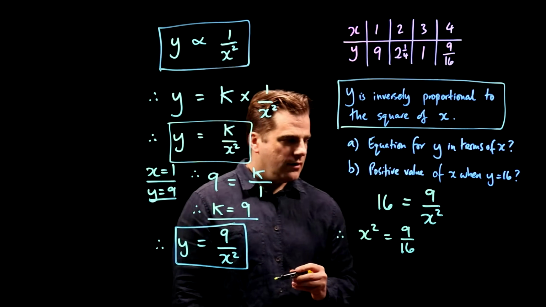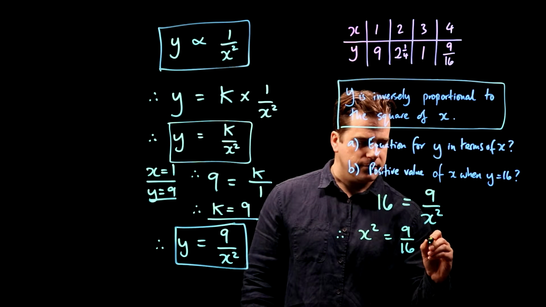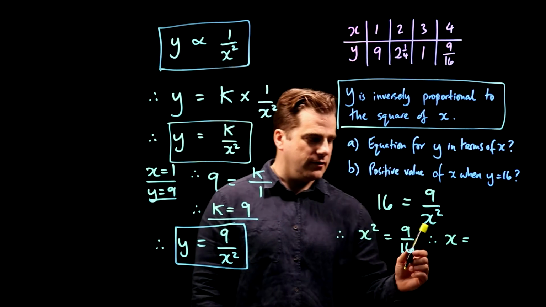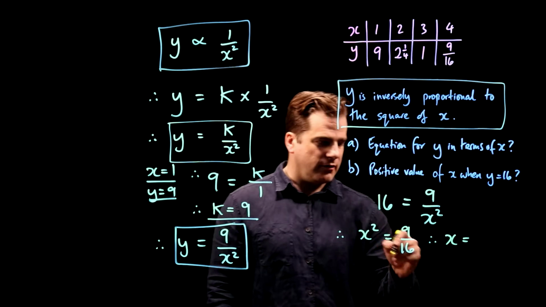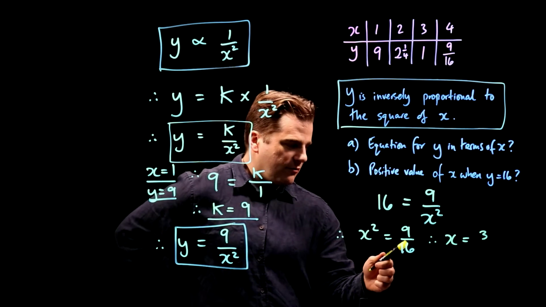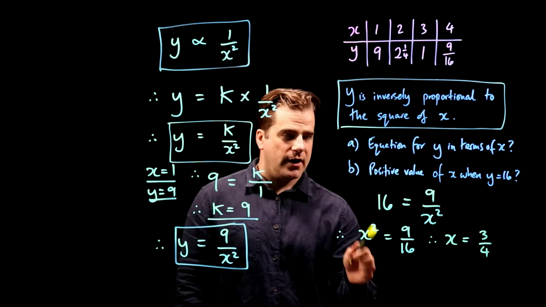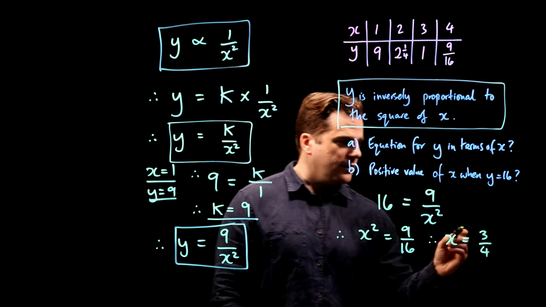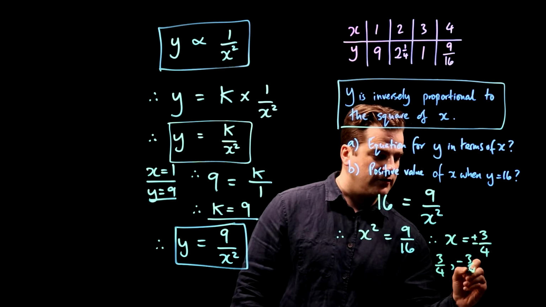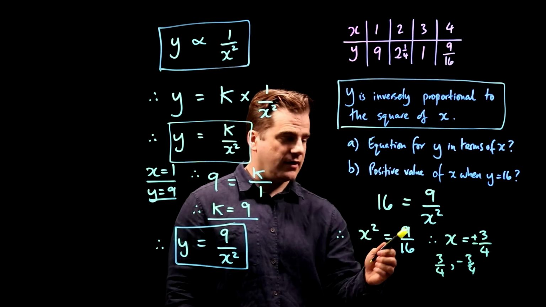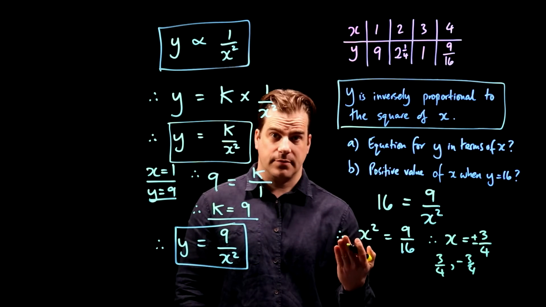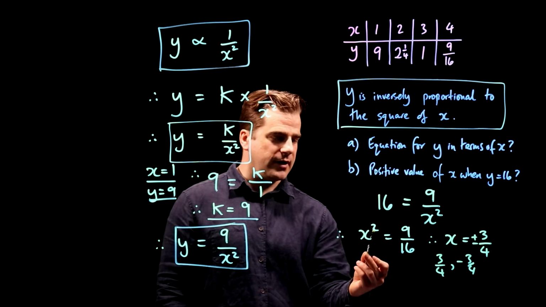Therefore, x is the square root of 9 over 16. When you take the square root of a fraction, you take the square root of the top and of the bottom. So the square root of 9 is 3, and the square root of 16 is 4. Whenever you take the square root, there are two solutions. It's actually plus or minus 3/4, because 3/4 times 3/4 is 9 over 16, but also minus 3/4 times minus 3/4 is also 9 over 16, because a minus times a minus is a plus. So that's why there are always two solutions whenever you take the square root.